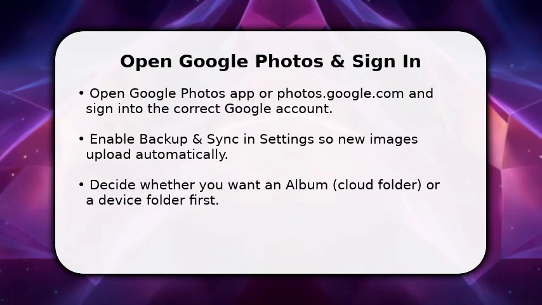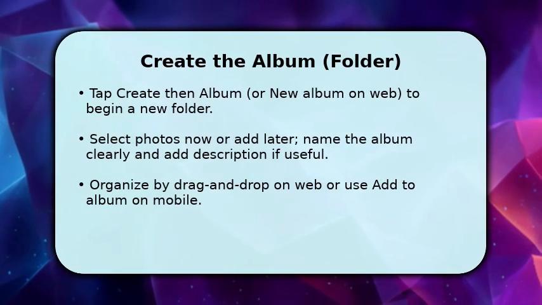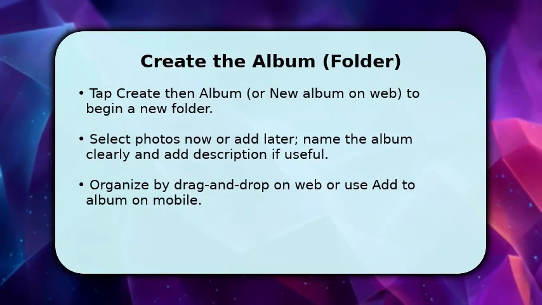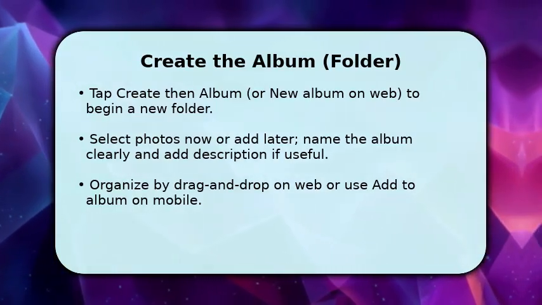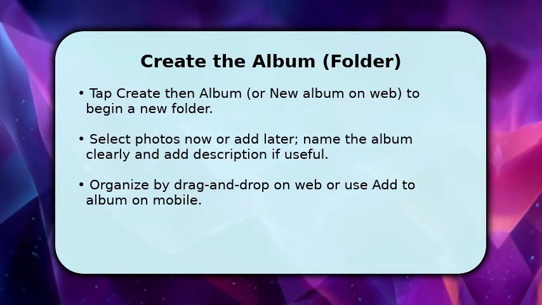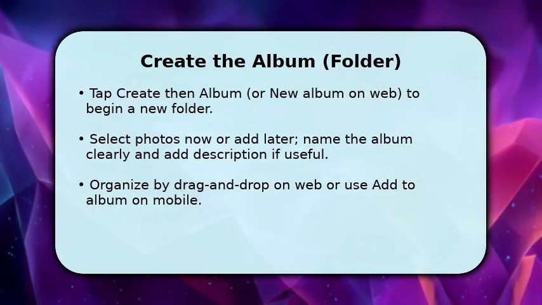You create the folder by choosing Create > Album. Give it a clear descriptive name so you can find it fast. Then select the photos you want to include now. If you prefer, you can add them later. Google Photos keeps everything searchable.